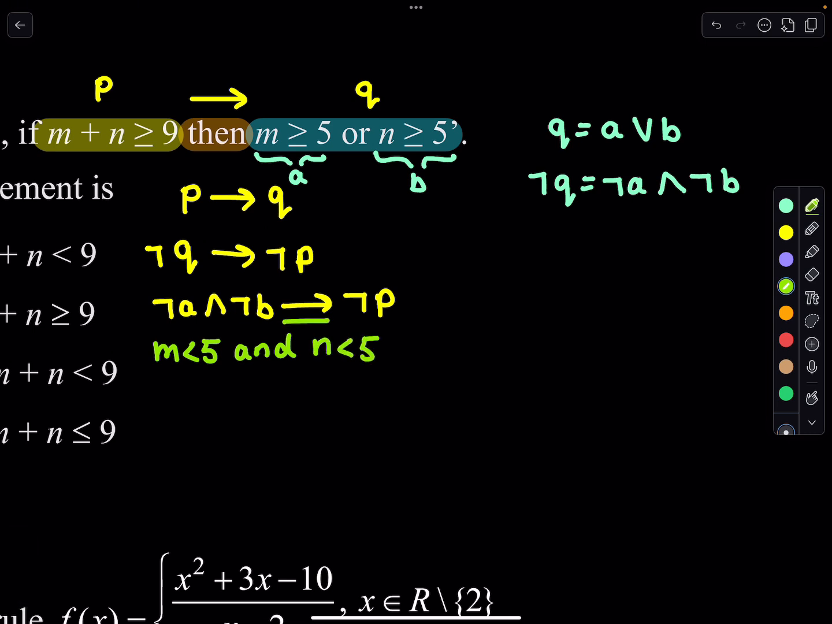And remember, this is implication, which means "then". So writing it in terms means then. And the negation of P, so if m plus n is greater or equal to 9, it's going to be m plus n is less than 9. And this is our statement. This is our contrapositive statement.